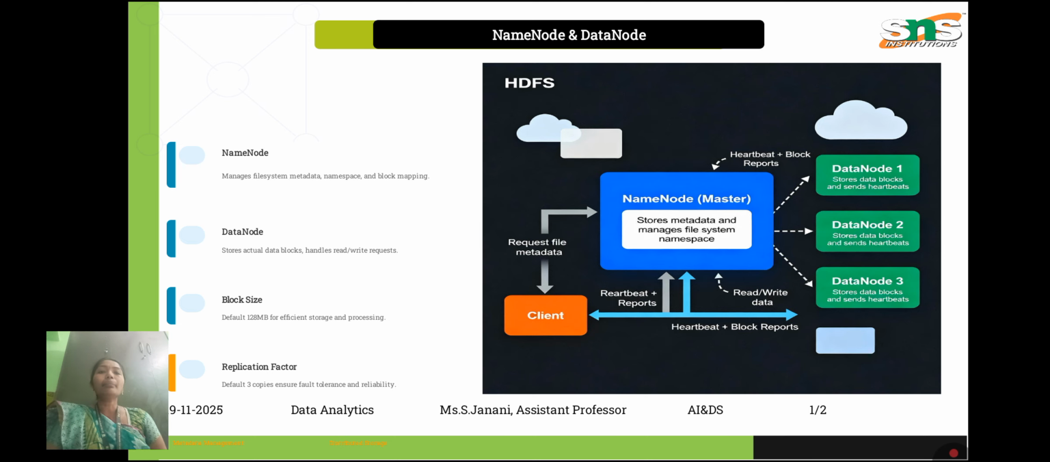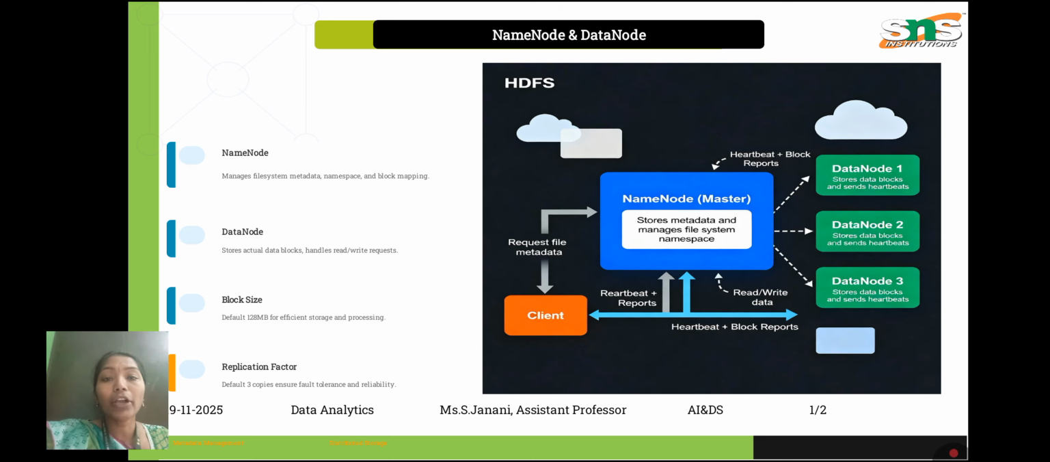So here, what are the name node and data node? The main concepts are the name node and the data node. The name node is mainly focused on the file system metadata, the namespace of data, used for block mapping. The data node is mainly focused on storing the data blocks and handling read and write requests.